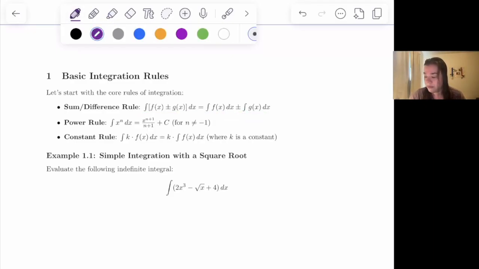The power rule teaches you how to integrate something of the form x to the n. So x, your variable, raised to an exponent, and it's okay if that exponent is a fraction, a whole number, a negative number, anything except the number -1, which we'll get into in one of our examples why the power rule doesn't work for x to the -1.